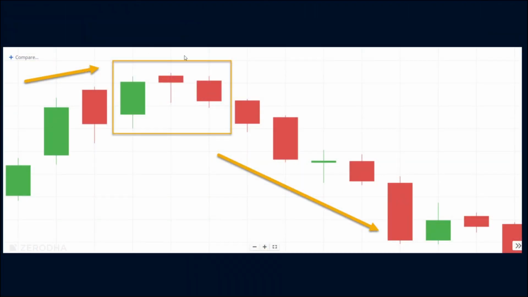So this is an evening star, a three candle bearish reversal. First, a green candle, then we get an uptrend which has been lacking follow through. Then the third candle is bearish, closing below the green candle.